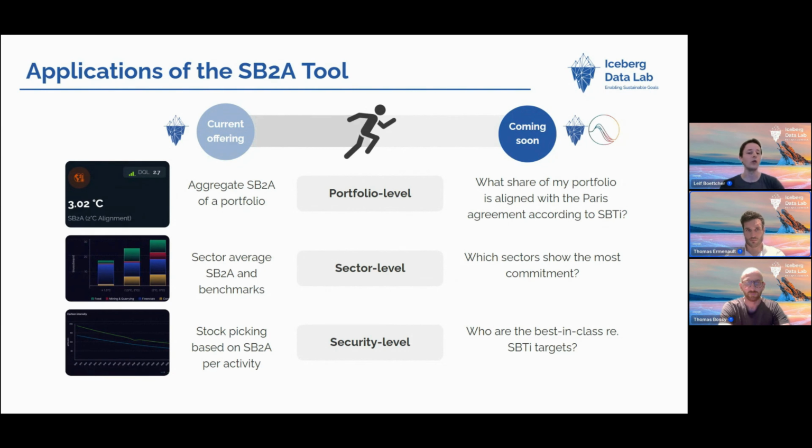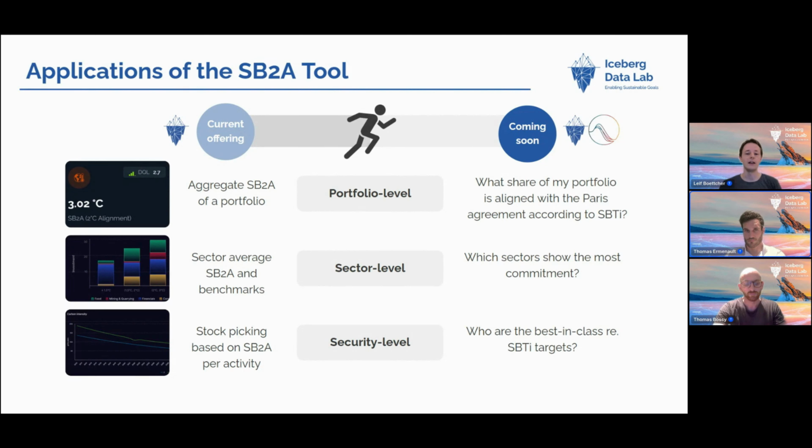Then, of course, you can also go one level deeper and look at, okay, but within my portfolio, how are different sectors performing? What is their score? And is that what is to be expected? Because what IDL also delivers is sector averages that are based on our whole universe. And then you can compare your portfolio to what is expected from a specific sector in the universe.